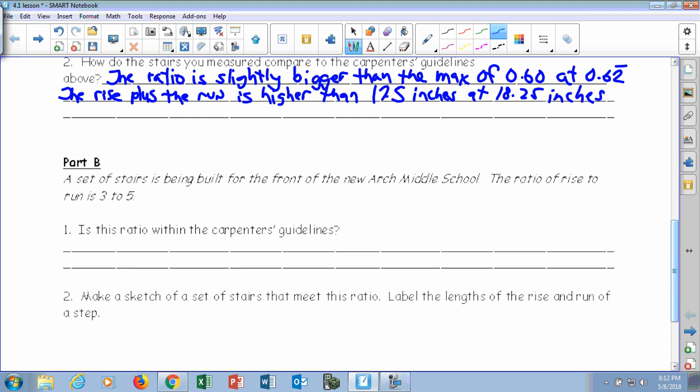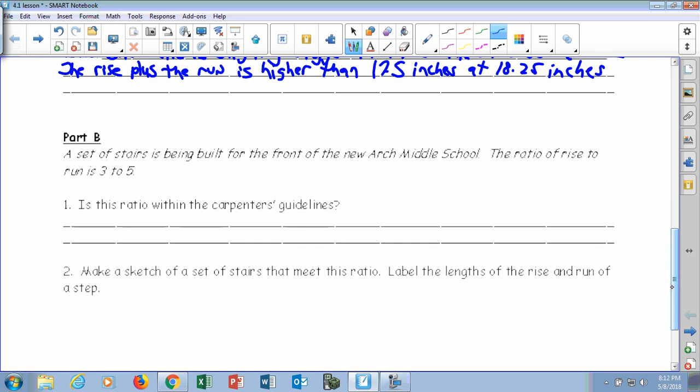A set of stairs is being built for the front of a new arch middle school. The ratio of rise to run is 3:5. Okay. So remember, we did that work up top, 3:5. So you can take 3 and divide it into 5 to find the ratio of 0.6. Okay. That's the ratio of 0.6.